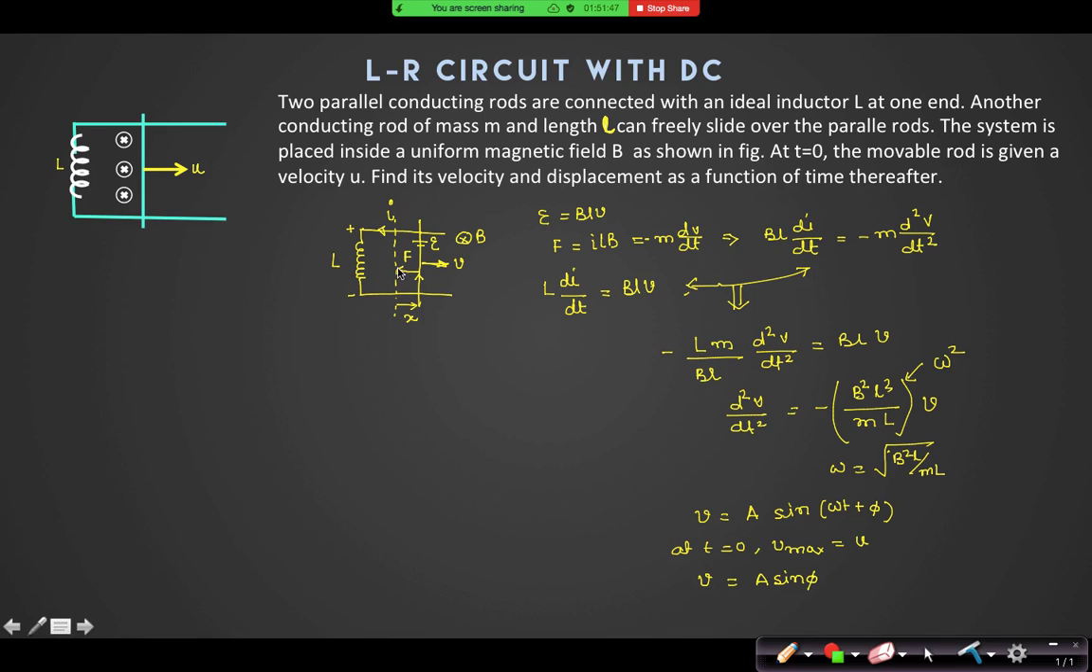Because after that the force direction acts in the opposite direction, velocity can never increase. Okay, so v equal to a sine phi at t equal to 0, and if it is maximum, then what should be the value of phi? 90. Then phi equal to 0 or 90 degree? Pi by 2.